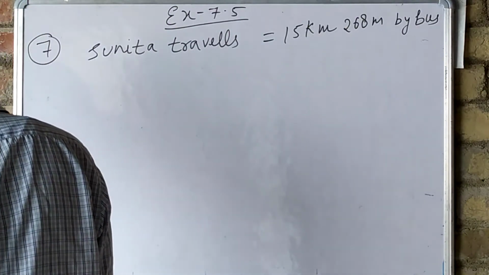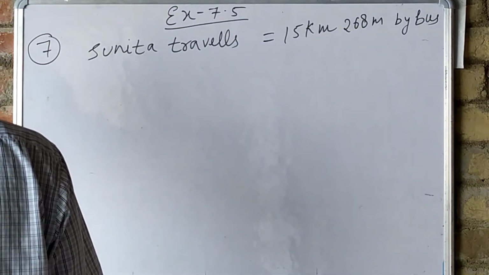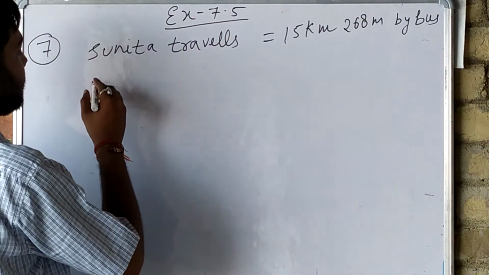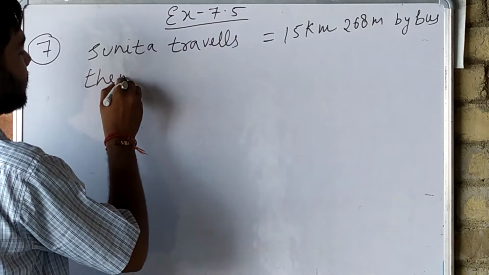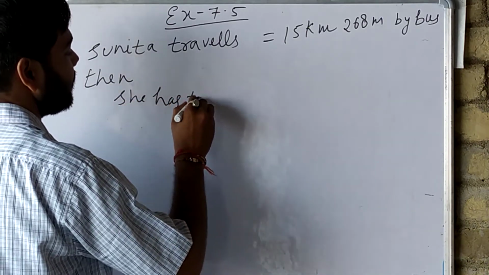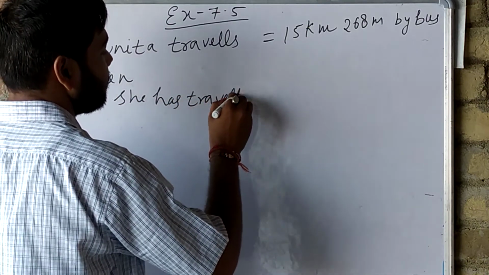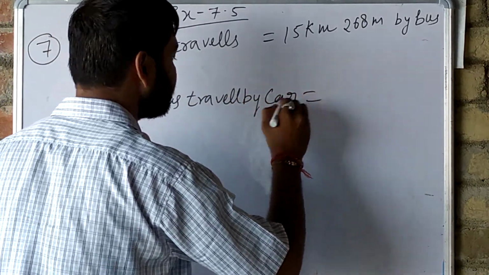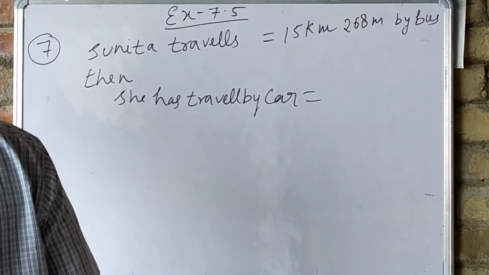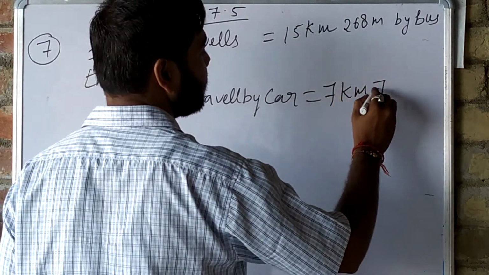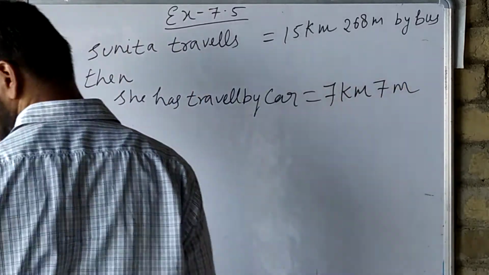Now what? 7 kilometer and 7 meter by car. Okay. Then she has traveled by car. How much she has traveled by car? She has traveled 7 kilometer and 7 meter. 7 kilometer and 7 meter by car.